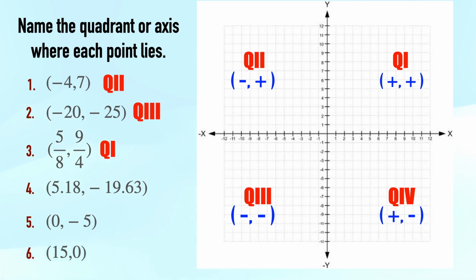Number 4, 5.18 and negative 19.63. So the first coordinate is positive, yun yung x, and yung second coordinate, yung y, is negative. So positive, negative. So anong quadrant siya? Ayun, no? Nasa quadrant 4 siya.